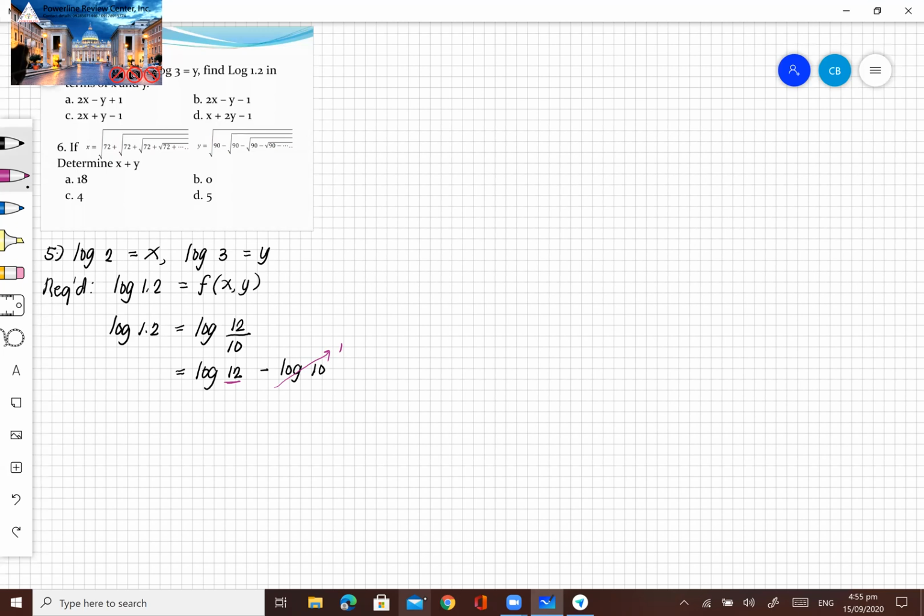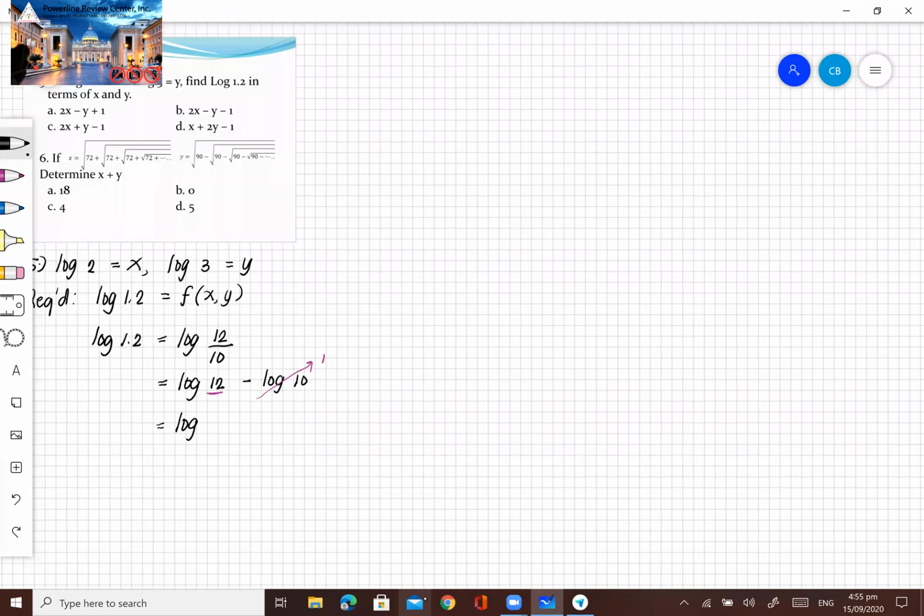So, gagamitan na lang natin ng factoring. Okay? So, log of 12, pwede yan as 3 times 2 times 2, or simply 2 times 2 is 4, or simply 2 squared, which is 4 na nakamultiply kay 3. That is our 12 minus 1. Yung 1 natin, that is the logarithm of 10.